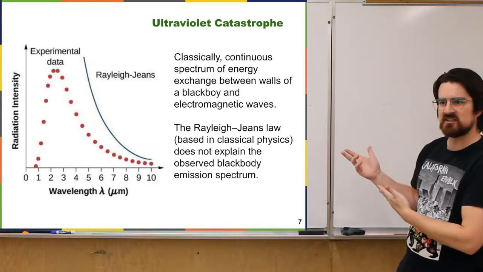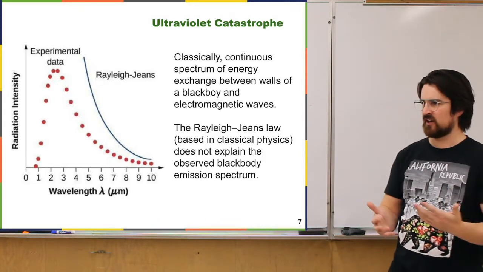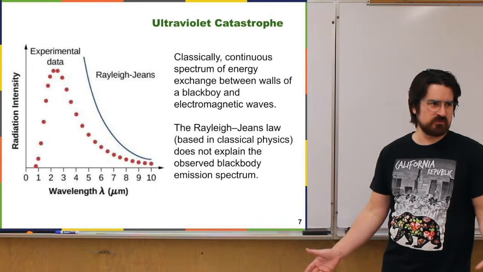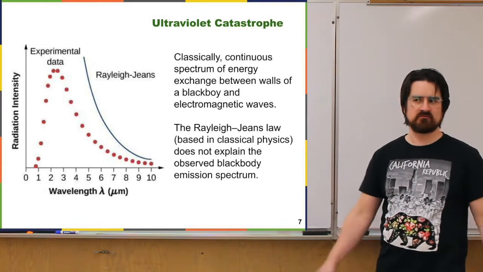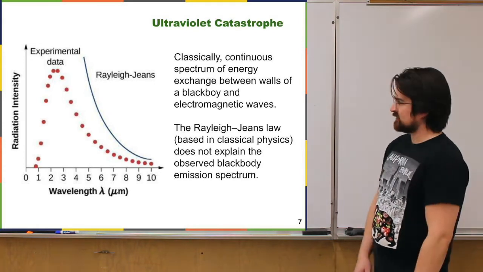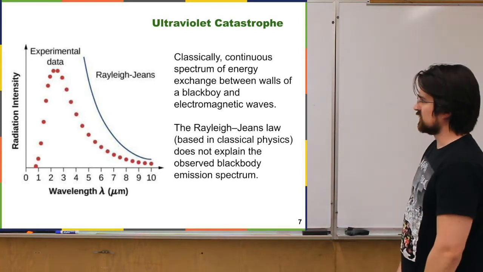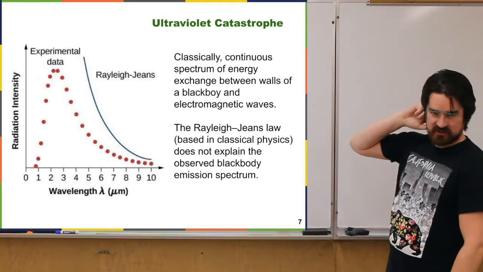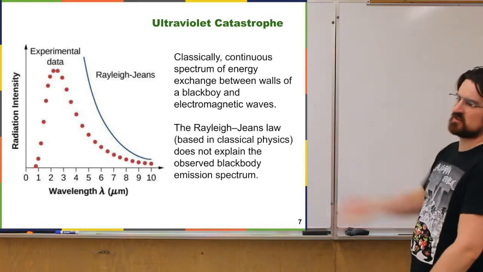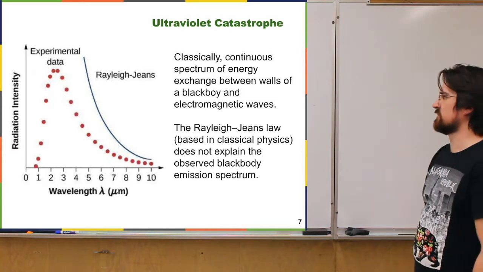If this was correct, then basically everything would be radiating an infinite amount of energy all the time, and the universe would basically just be on fire everywhere. That's not the case. I think that's pretty obvious. So this can't be right for that reason as well. This was called the ultraviolet catastrophe, because as you're going towards ultraviolet wavelengths, it was basically telling you that infinite energy was going to be coming out.